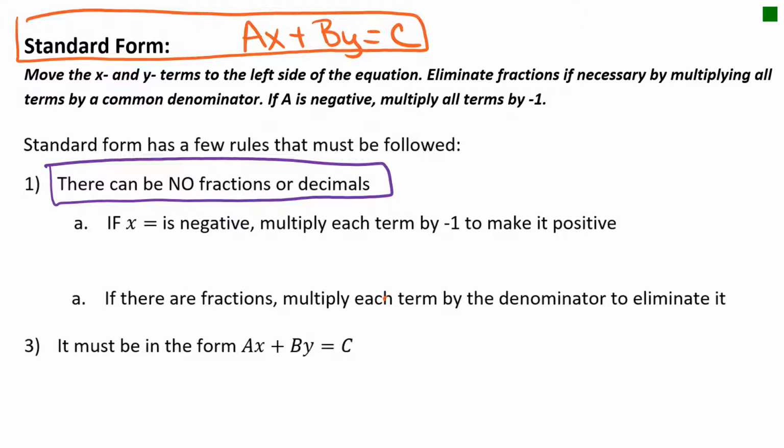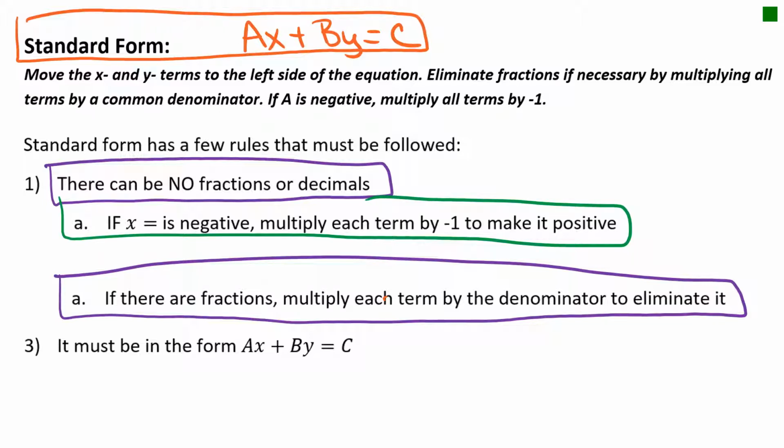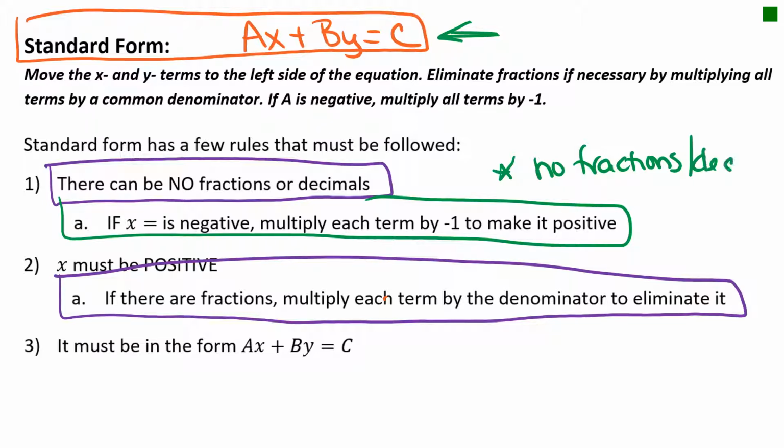And that takes care of this one. If there are fractions, you're going to multiply each term by the denominator to eliminate it. The other thing that's important is if x is negative, you've got to multiply to get it positive. So x must be positive, and it must be in the form ax plus by equals c. So a lot of stuff on this page. Make sure you have this takeaway. This is standard form. There can be no fractions or decimals. Write that down. And AX must be positive. Okay, those are the things that you got to have written down on that slide.